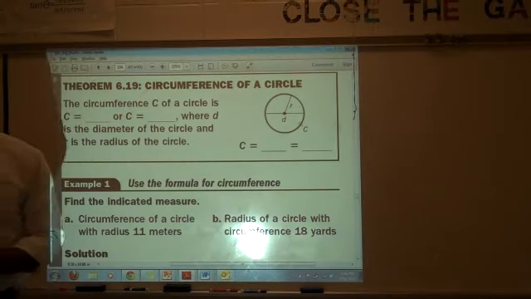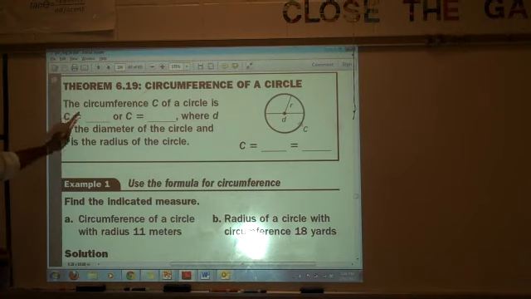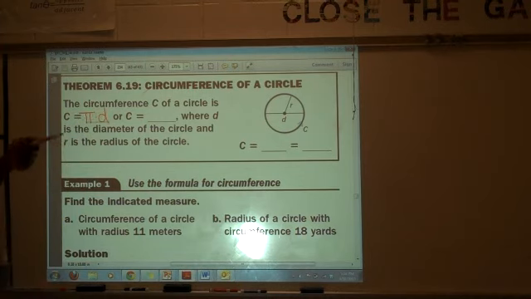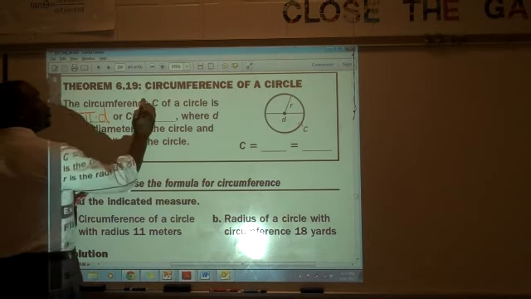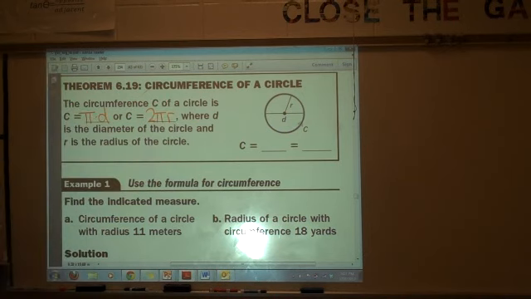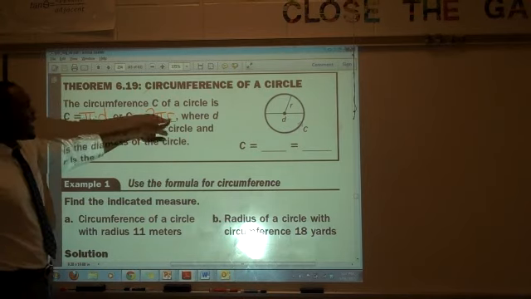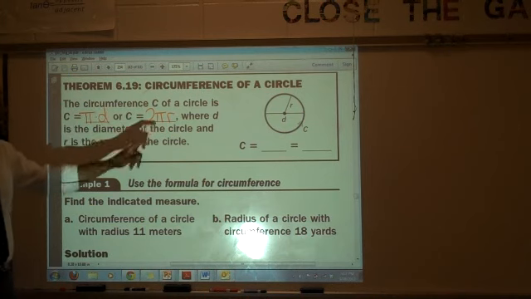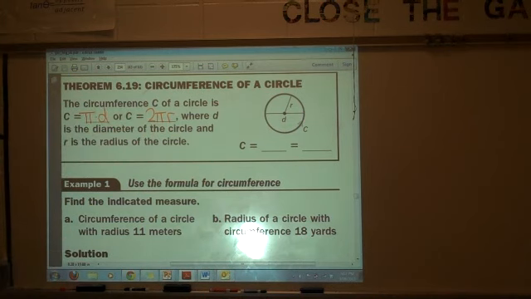It says the circumference C of a circle is C equals pi times D. So it can be pi times D, or C equals 2 times pi r. It's 2 pi r because 2 times r is going to be d. 2 times the radius will give you the diameter. And then we multiply that diameter times pi. So 2 pi r, that's where we get that from. So d is the diameter, and r is the radius of the circle.